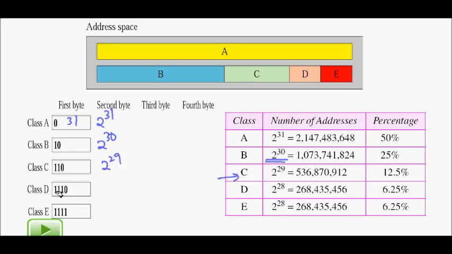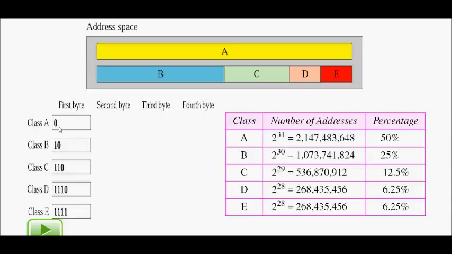Then we have 3 bits taken here, so it is 2 to the power of 29, as can be seen from this. Class D, you have 1 1 1 0, so this is now 2 to the power of 28. Class E is again 2 to the power of 28 addresses. So the highest number of addresses is in class A, which is 50%. This is half, so 25, again half of that, 12.5. These two are 6.25. So I hope this is okay for you.